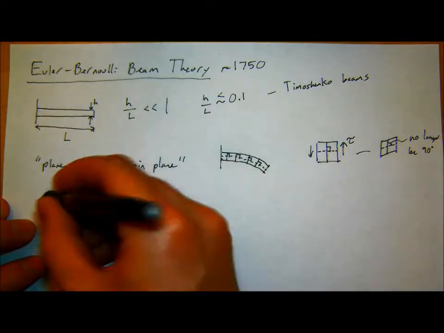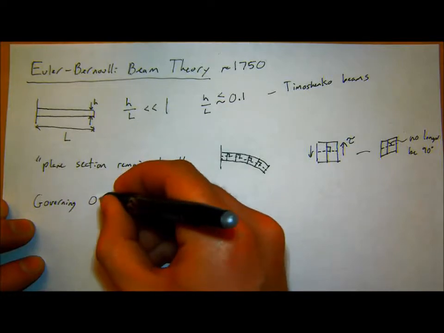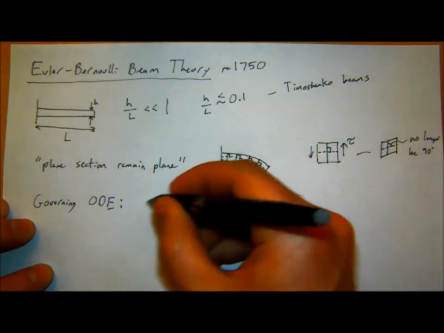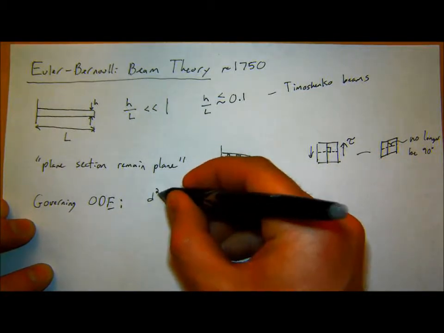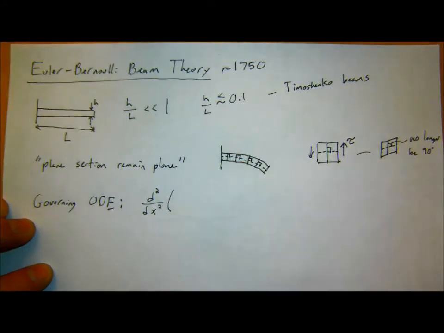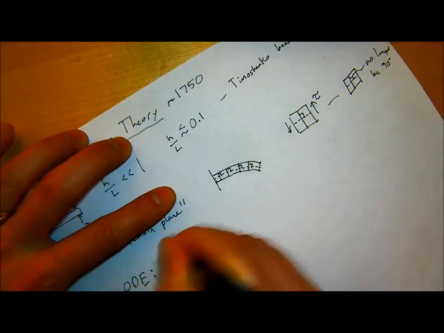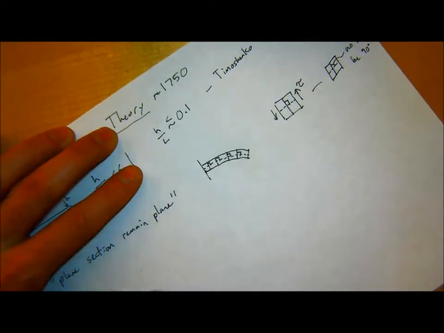So there's one governing ODE that is, well, technically d squared dx squared. Maybe I should define some of this stuff first. I'm going to do that. So let's set up the general case of a beam. Apologies.